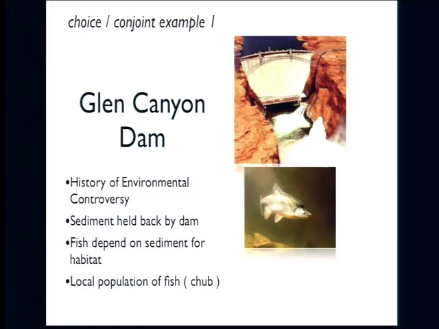The fish, there's this local fish, the chub, and they depend on these sandy, silty banks of the river down below for their habitat. And without sand and silt and sandbars, there's no habitat, and this population of fish has been in drastic decline. So what they have tried to do in just the last 15 years is they try to open the dam really big at certain times of year when they have extra water and shoot some sediment out of it.